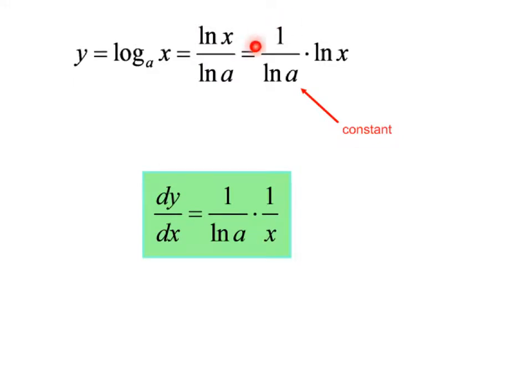Well, the 1 over natural log of a I can separate out because that is a constant. So now when I do the derivative, it's the constant multiple rule, so the 1 over natural log of a times the derivative of natural log, which is 1 over x. Some people choose to memorize this. I will say I, for whatever reason, have trouble remembering it. I always just change my logarithms of other bases like this and then do the derivative.